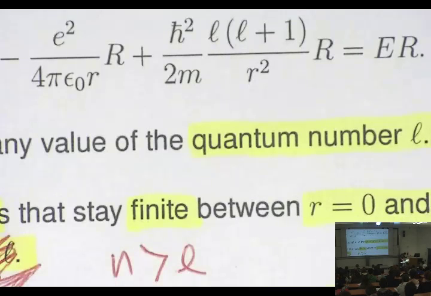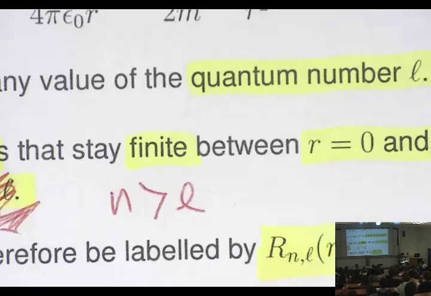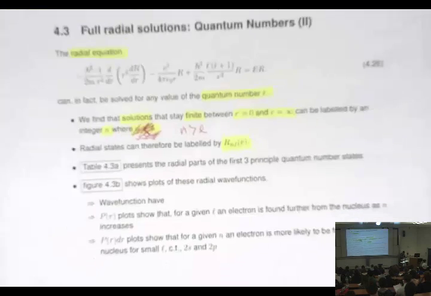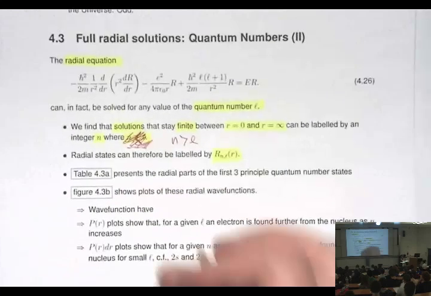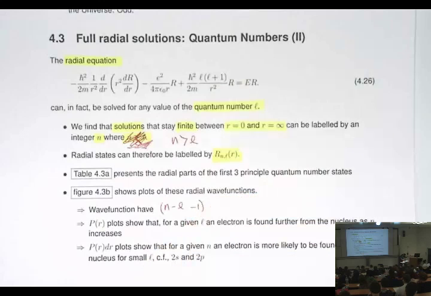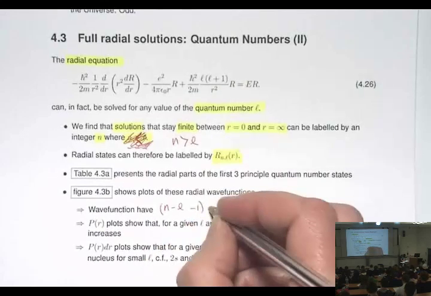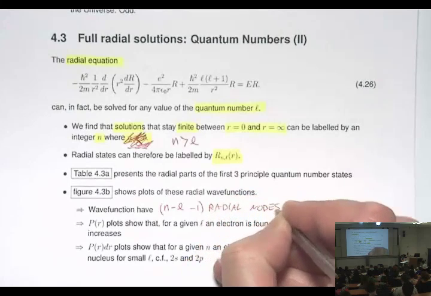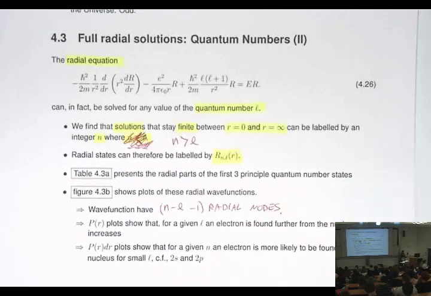So we're going to say some things about these in general. And then we will look at the full solutions. So what are we actually going to say about them? We can work out how many nodes they have. So they have n minus l minus 1 radial nodes. This is on page 15, just the previous page, which you can see from the figures.